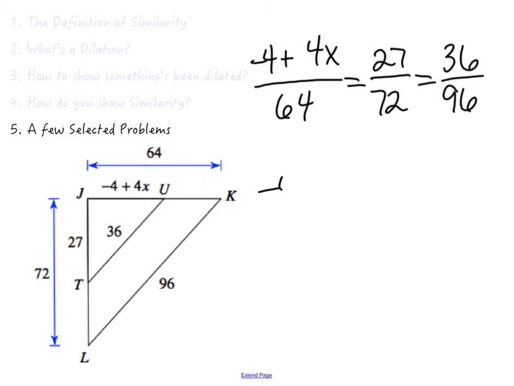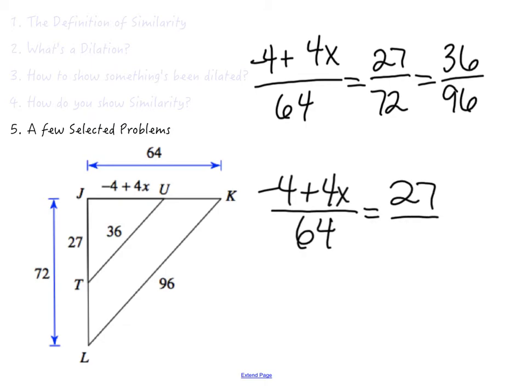So let's use -4x over 64 equal to 27 over 72, and we're going to use cross multiplication. So at this point, you're just going to solve for x. Correct. So you're taking advantage of the fact that they have to be similar, the ratios have to be the same. You're setting up the solve.